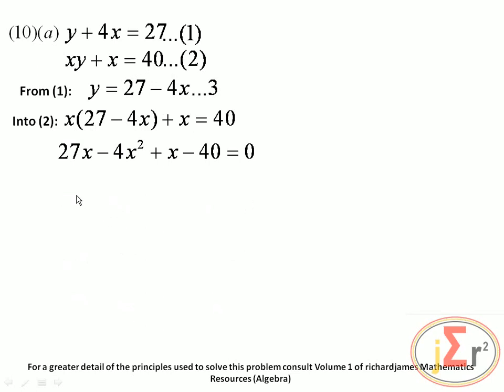Expanding the brackets, this is the result that we obtain. Of course, x times 27 is 27x, and x times negative 4x, we get negative 4x squared. We are going to simplify this into a trinomial, in which case this negative 4x squared will be right there. We have 27x plus x, that's 28x, and of course the negative 40, not to be left out.